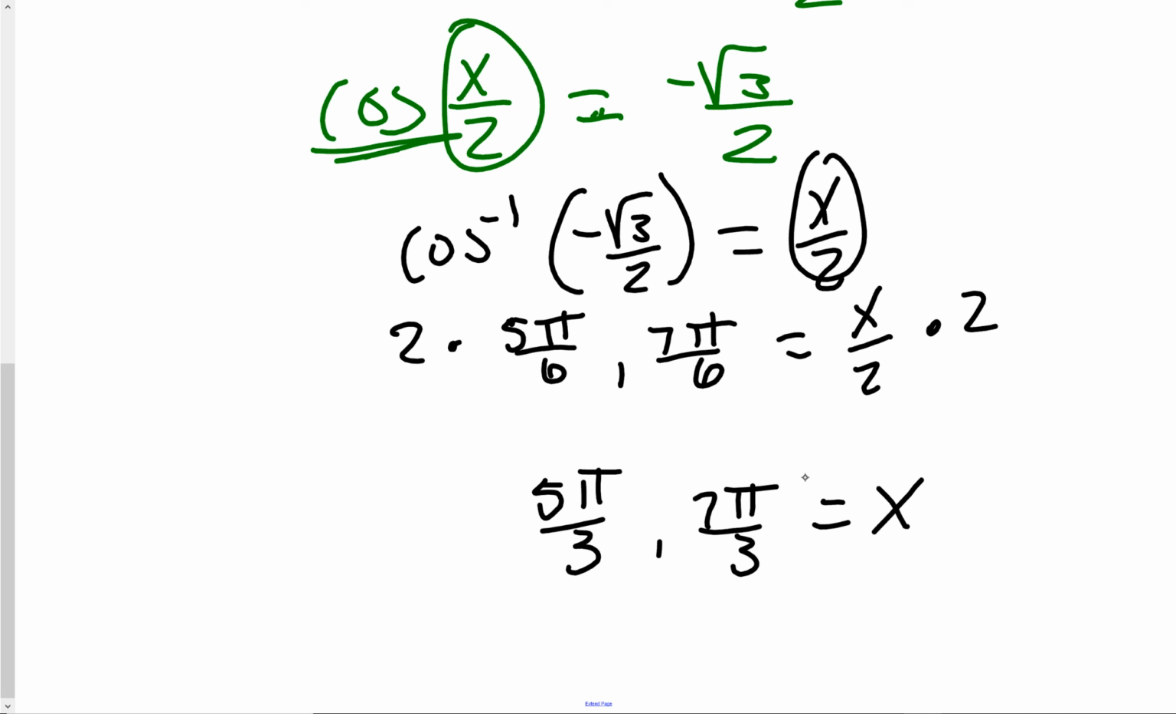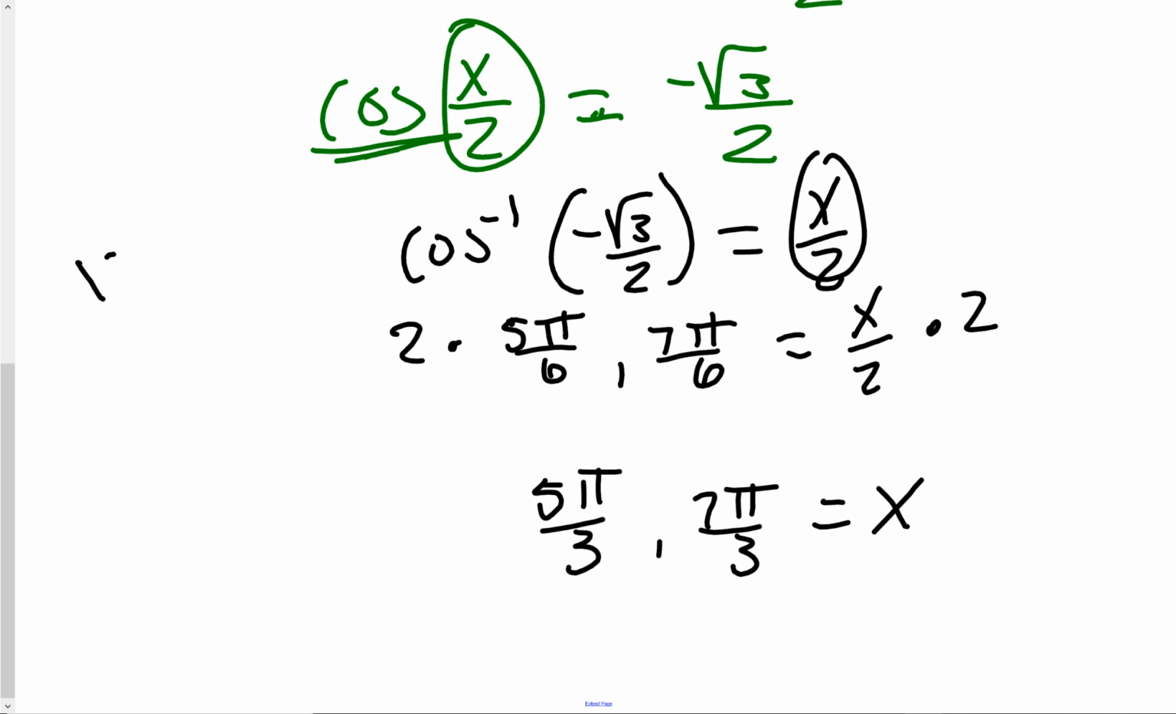And then the last one. Again, it's repeating, right? So those are my answers from 0 to 2 pi. Now I need to repeat myself. So these answers repeat themselves. All solutions, okay. So these keep on repeating themselves every 2 pi, right?